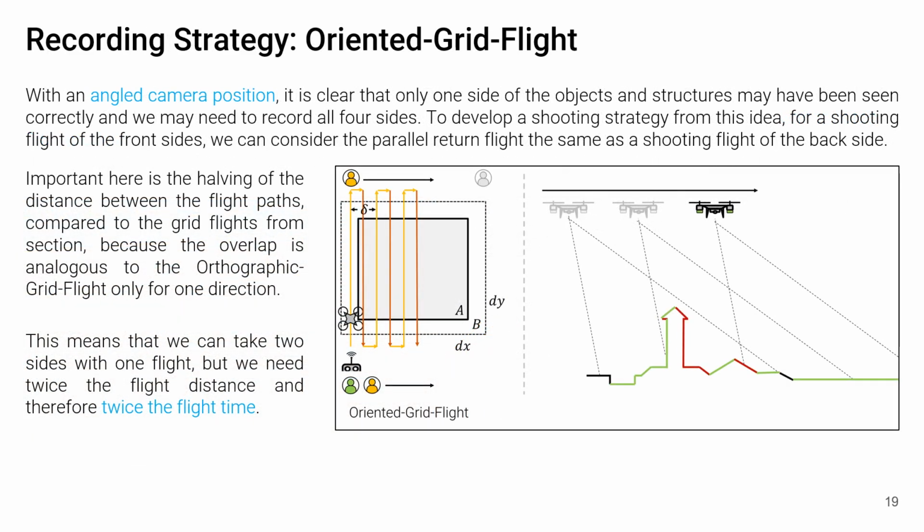With an angled camera position, it is clear that only one side of the objects and structures may have been seen correctly, and we may need to record all four sides. To develop a shooting strategy from this idea, for a shooting flight of the front sides, we can consider the parallel return flight the same as a shooting flight of the backside. Important here is the halving of the distance between the flight paths compared to the grid flights, because the overlap is analogous to the orthographic grid flight only for one direction. This means that we can take two sides with one flight, but we need twice the flight distance and therefore twice the flight time.